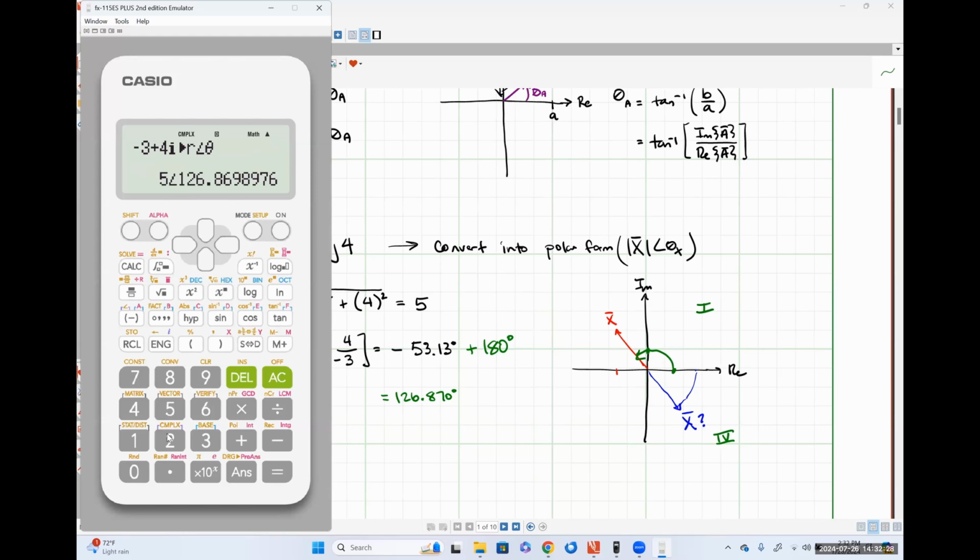Okay, so before we move along to operations and stuff like that, does anybody have any questions on their calculators?